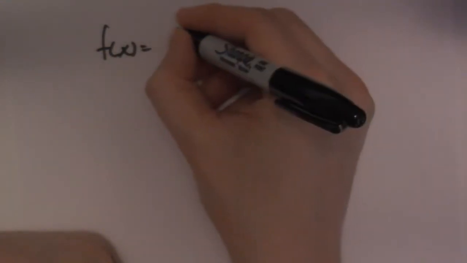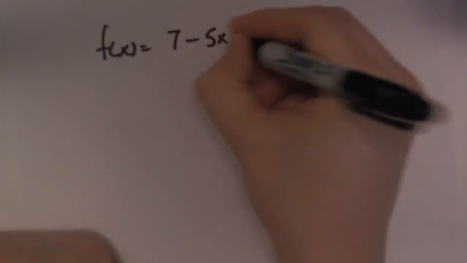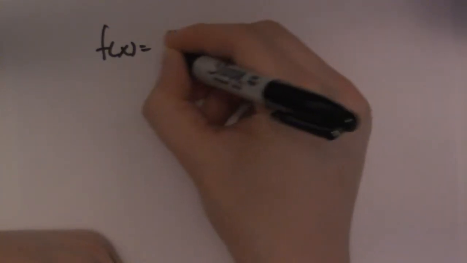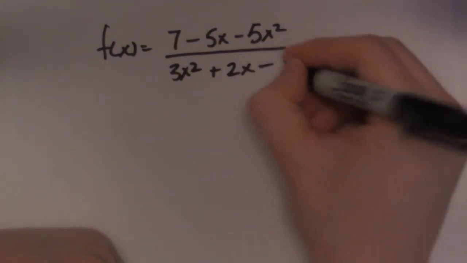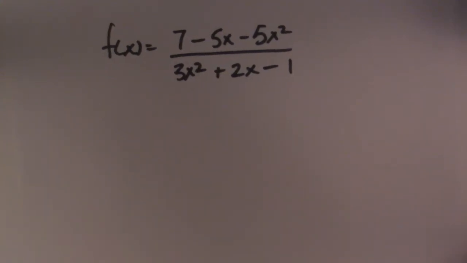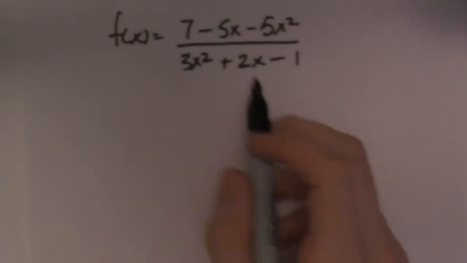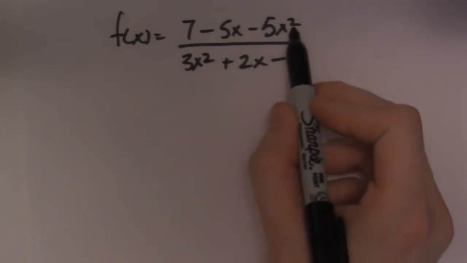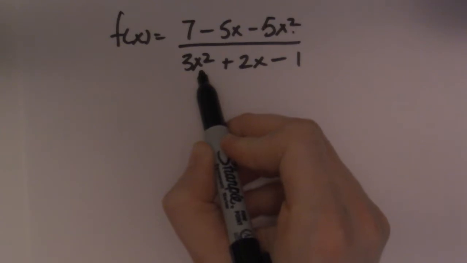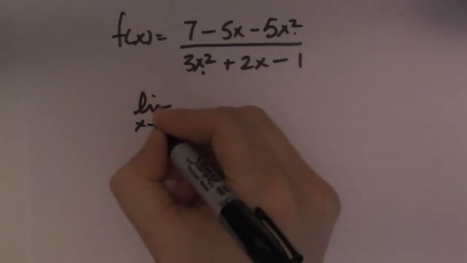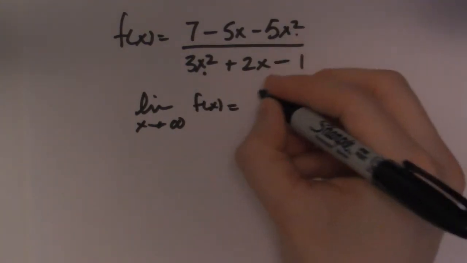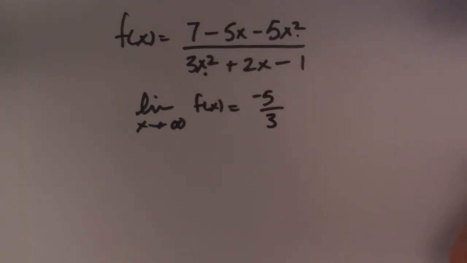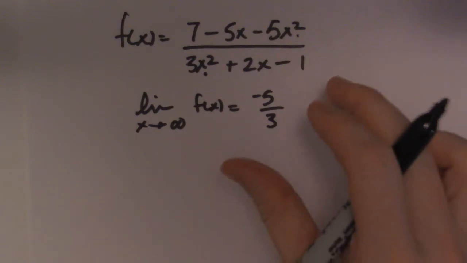So let me just give you a function. f of x is equal to 7 minus 5x minus 5x squared, all divided by 3x squared plus 2x minus 1. If I look at this, I can tell immediately what the horizontal asymptote is, what the limit at infinity is. All I have to do is look at the highest power. The highest power is x squared in the top, x squared in the bottom. So my limit, as x approaches infinity of f of x, is always going to be the coefficient of the x squared divided by the coefficient of the x squared on the bottom. So there it is, that's my limit. Nothing more, nothing less. You can immediately look at it and tell.